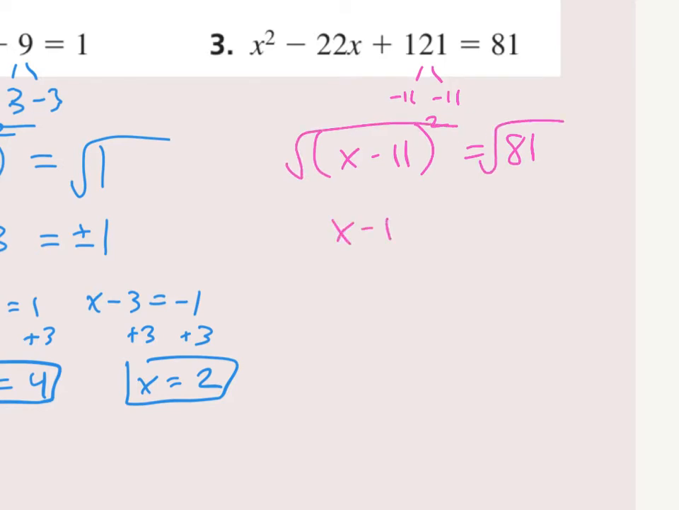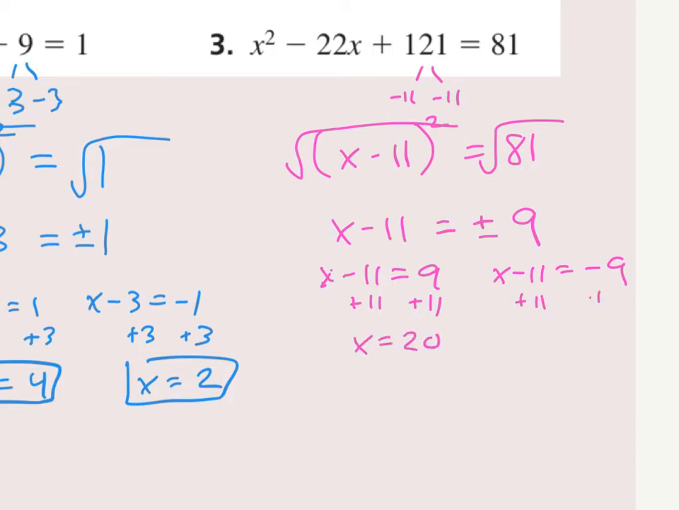So x minus 11 is equal to what? Plus or minus 9. We split it up into two equations, so x minus 11 is equal to 9, and x minus 11 is equal to negative 9. Solve for x, add 11 to both sides, so x is equal to 20. Add 11 to both sides, x is equal to 2.